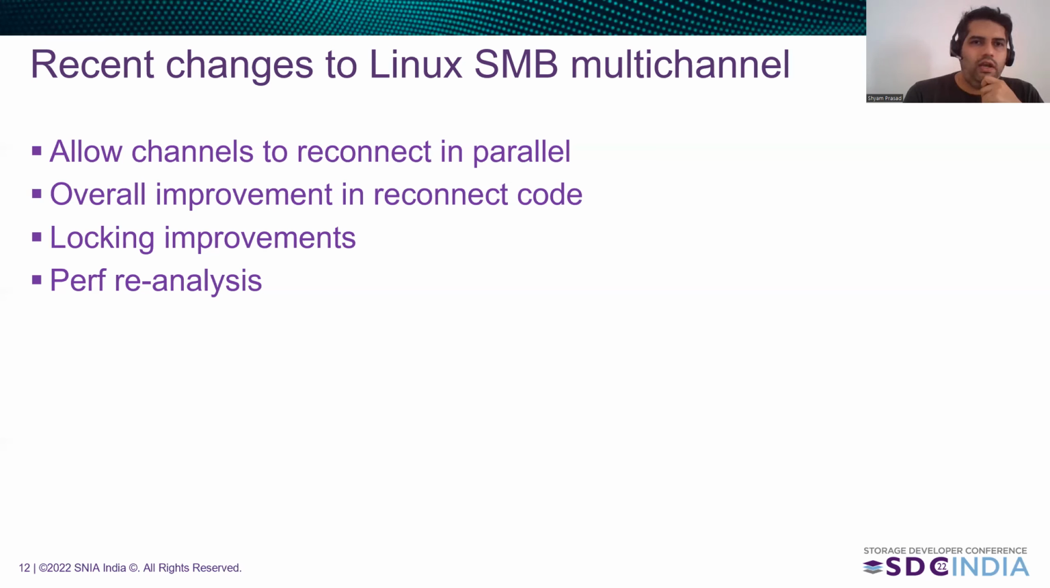and what this fix allows is for multiple channels to reconnect in parallel. And also there have been changes in the kernel SMB client for the overall improvement in the reconnect code. Many of these fixes have also been backported to older kernels, and backporting is still being done selectively depending on how critical the fixes are.